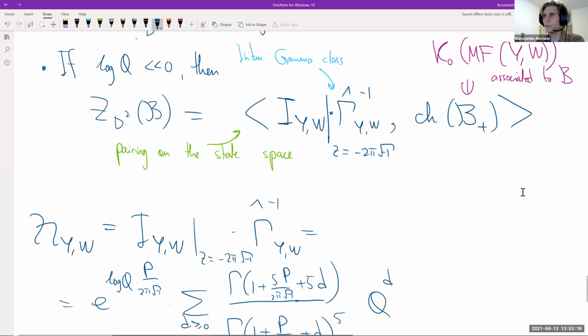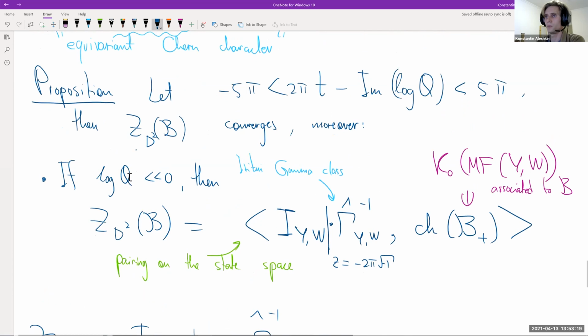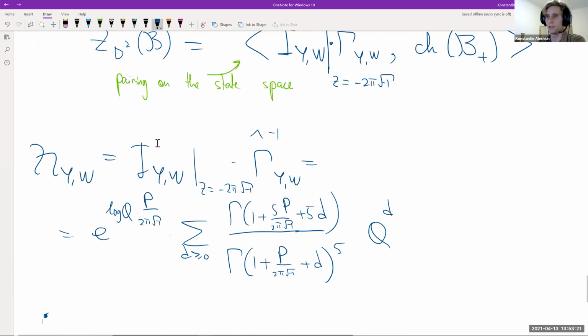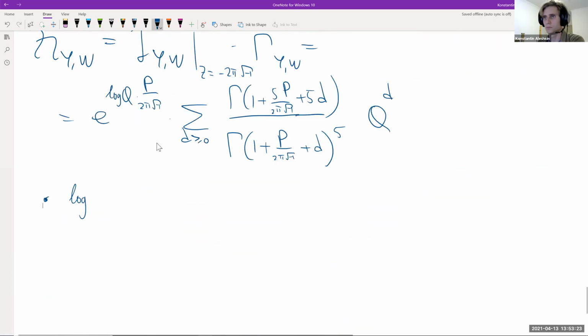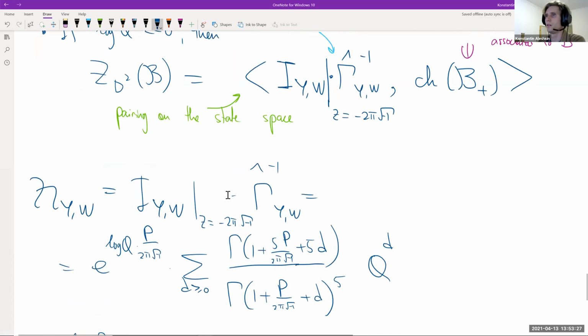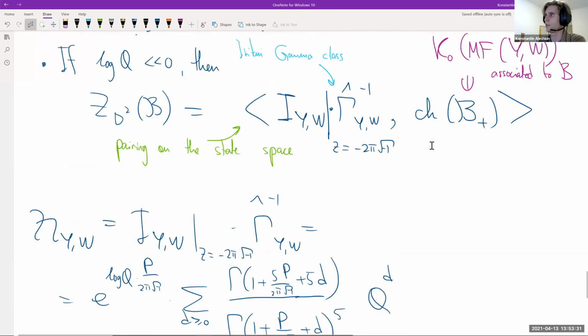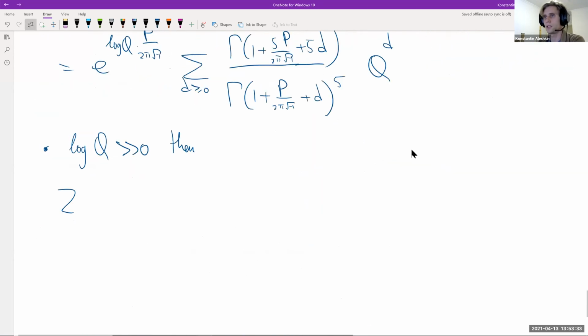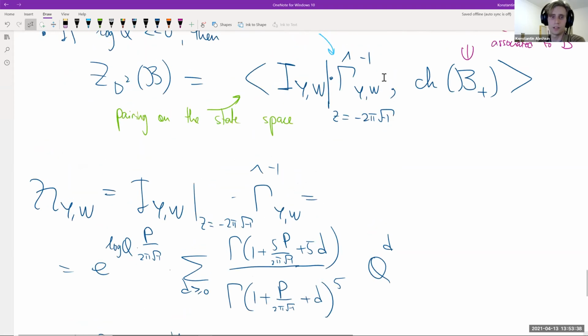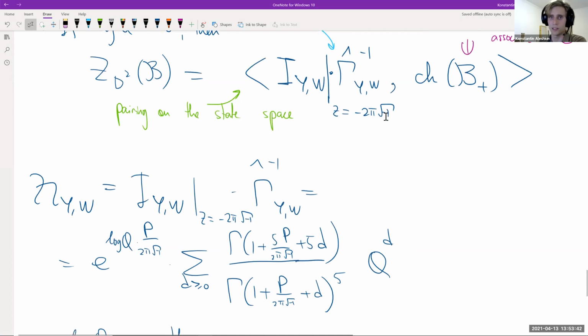All right. So this was the second part of the proposition, and the third part is if log q is greater than 0, then this partition function gives us a similar expression involving I functions of the FJRW, so on the Landau-Ginzburg side of the story.